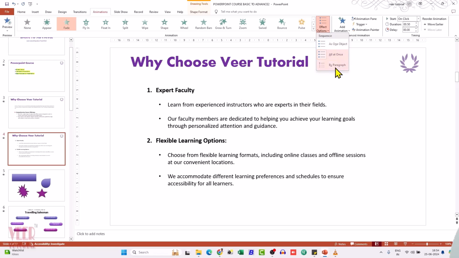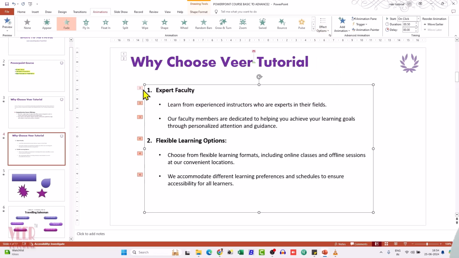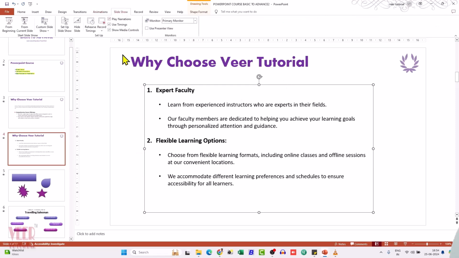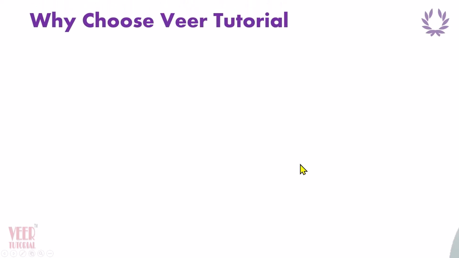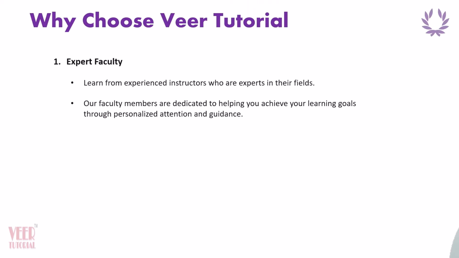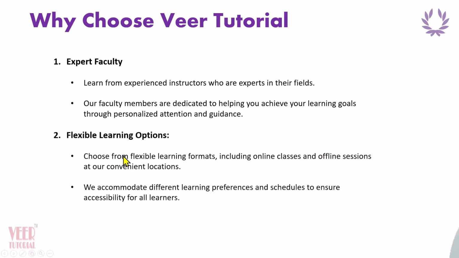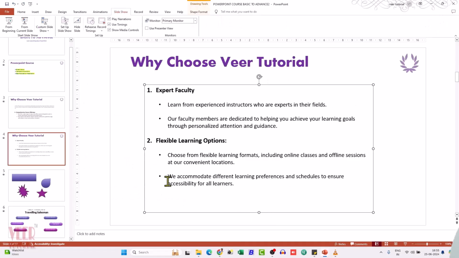Now I'm going to select by paragraph, and this time we can see 3, 3, 3 and 4, 4, 4. Still I have not achieved the target which I want. So let me show you. If I go to slideshow, I want to start from the current slide. This is my title, and we can see the expert faculty now. But I do not want this. I want expert faculty, and after that the first line and then the second line, and then it will start the second heading, this line and this line. So how am I going to achieve this?